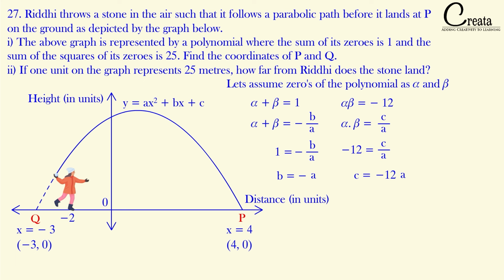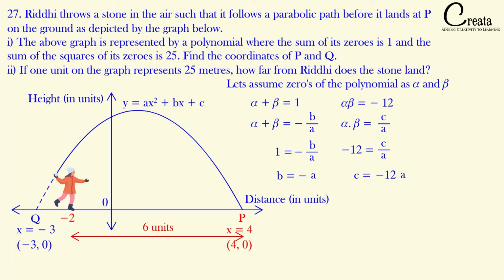So we have done with the first part, that is we have calculated the coordinates of the points P and Q. Further, let's find the distance between the riddhi and the point where the stone falls. That is, we have to find this distance. This coordinate is minus 2, this coordinate is plus 4. So what will be this complete distance? 4 plus 2, that is 6 units. The distance between the riddhi and the point P where the stone falls is 6 units.